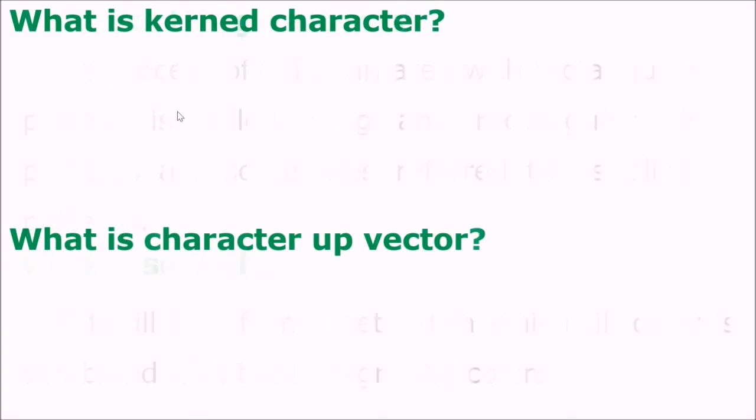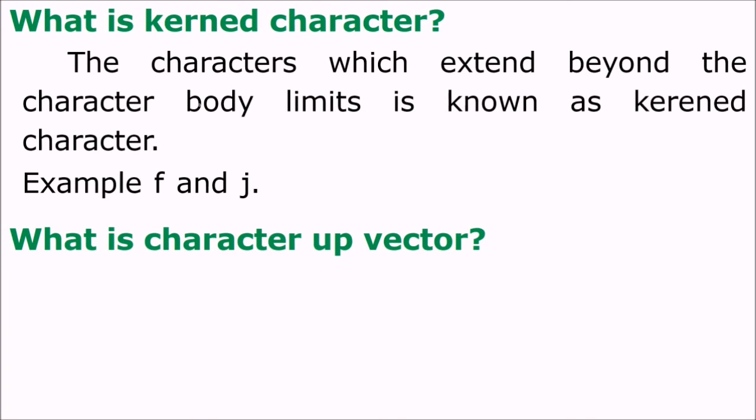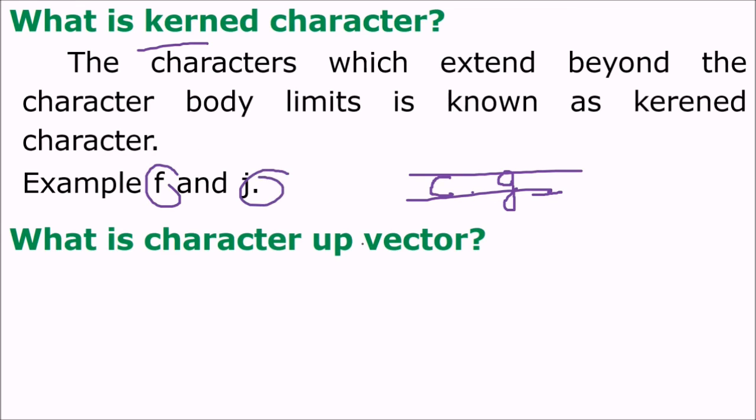What is a kerned character? A character which extends beyond the character body limits is known as a kerned character. Why? Because if this is our space and you want to print C, it is okay. If you want to print G, it will go like this. So it will be kerned, as it is extending beyond the space boundary. F and J are also examples.